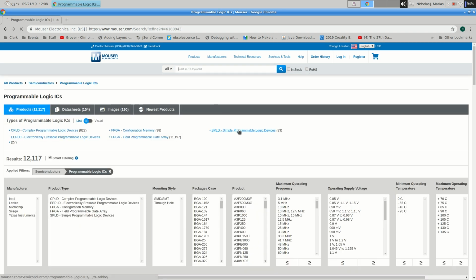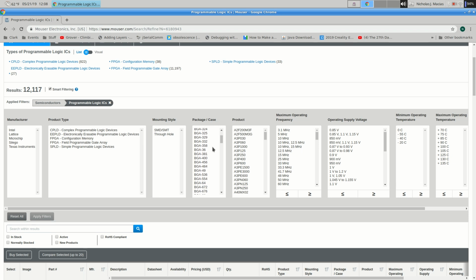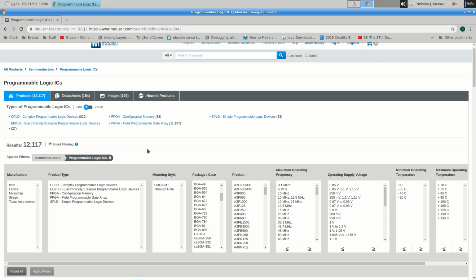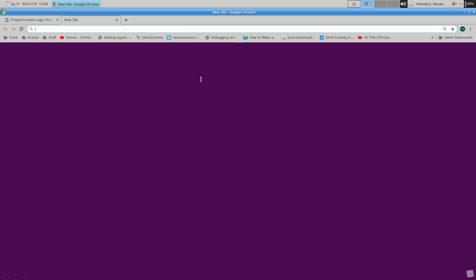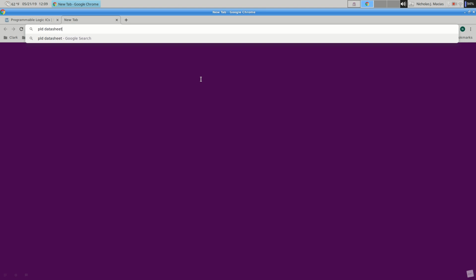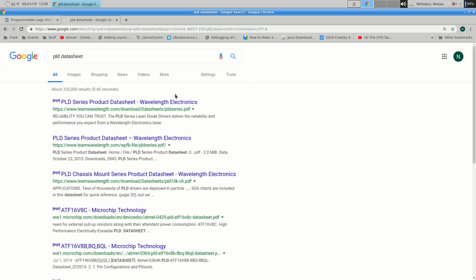It's kind of a hit and miss, and that's part of the point of the exercise, is just kind of getting some practice at digging these things up. I'm not actually seeing anything on Mouser that's going to be terribly applicable. Another possibility is to just go with Google, like programmable logic device data sheet.